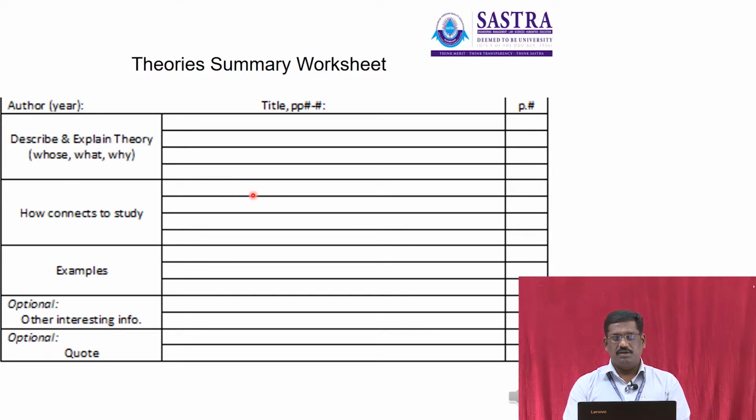Next one, we have examples. If you really want to add value to your discussion on how this theory connects to your study, give some examples so that the reader will understand perfectly. Clear? So make the reader understand perfectly. Then the next row talks about other interesting information, anything you would like to quote along with this theory which is relevant to your research study.